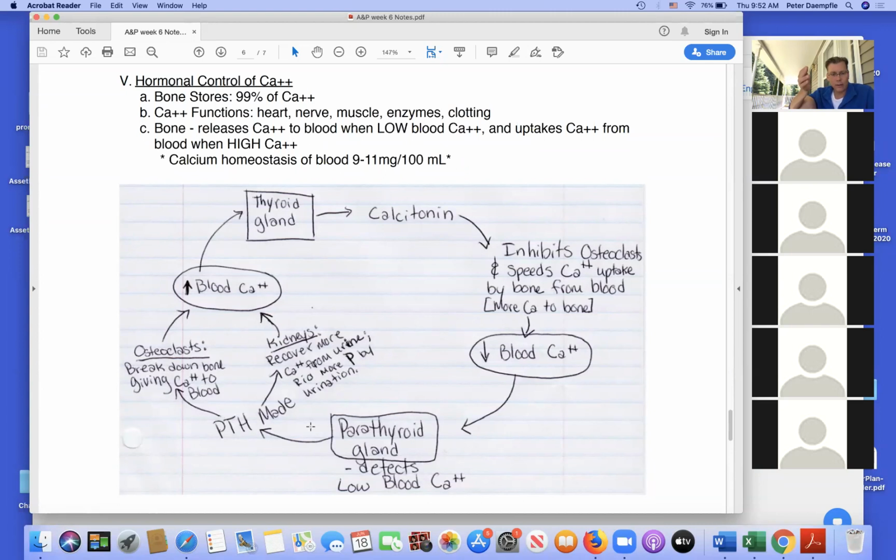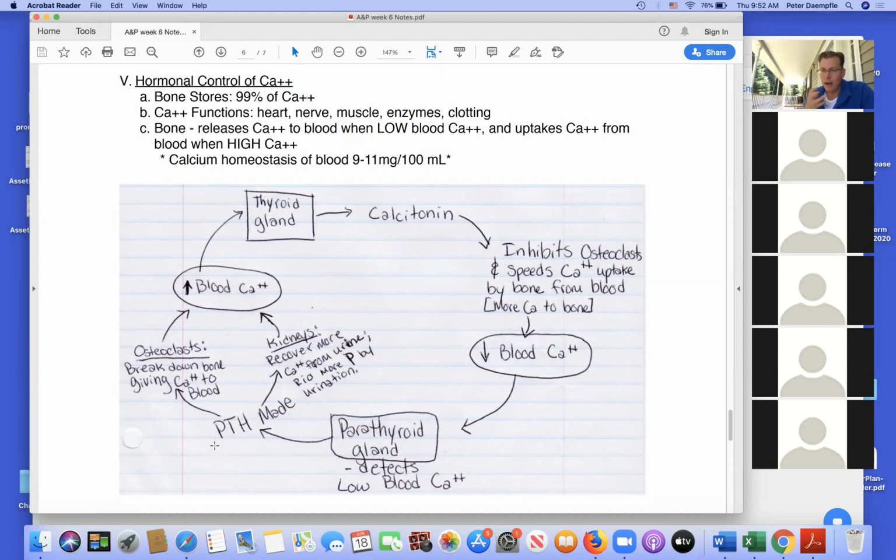PTH, right, made by the parathyroid gland, parathyroid hormone. If you get that wrong on the test, that's it. I'm just going to jump through the screen and say, naughty. PTH is parathyroid hormone. Who makes it? The parathyroid gland, all right? So PTH, made by the parathyroid gland, is released when there's low blood calcium.